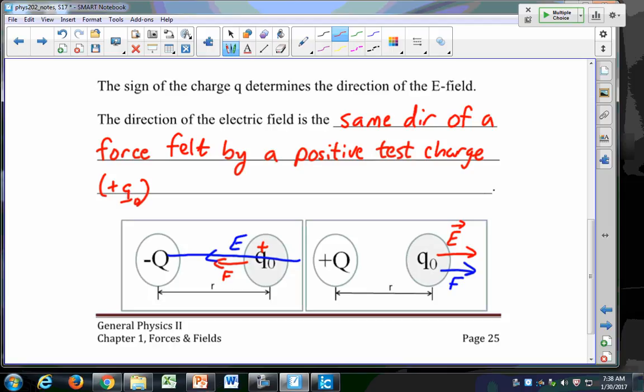And the electric field goes into negative charges and it comes out of positive charges. We had this with gravitational fields too, except with gravitational fields, because they always experience attractive forces, those fields always go into the mass. They never come out of the mass. Okay? All right.